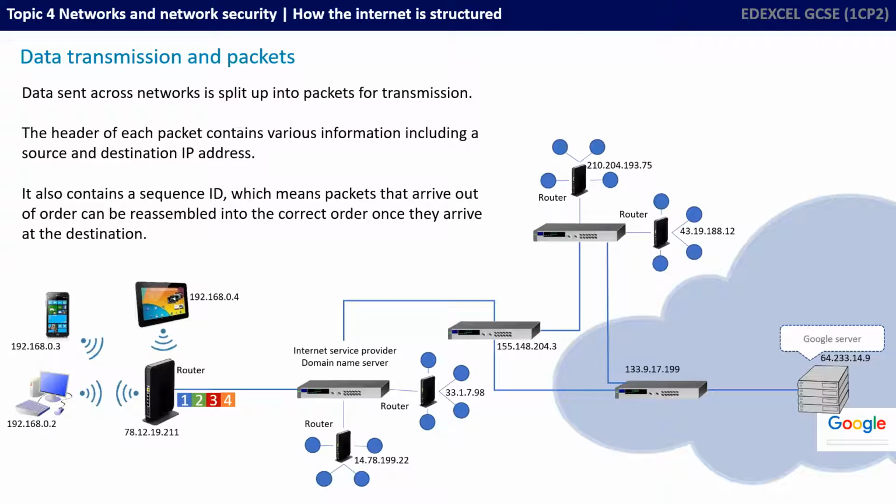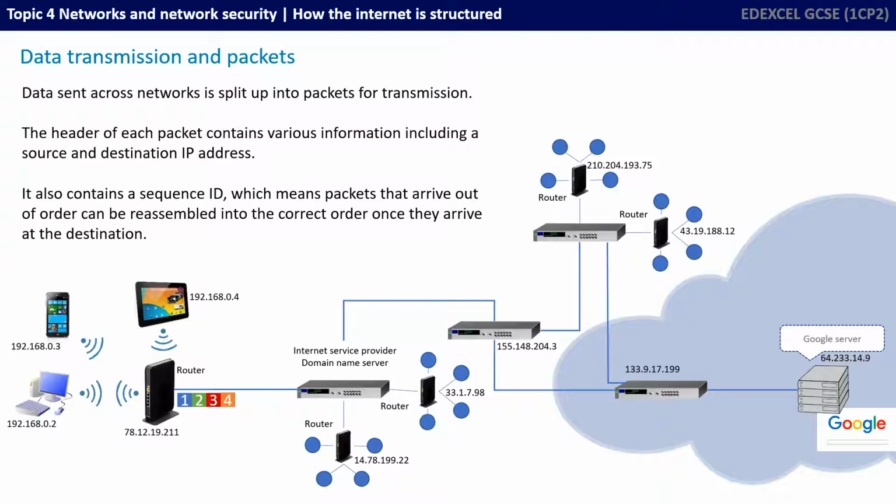Data that's sent across networks is often split up into separate individual packets for transmission. Now, due to the way the internet works, packets can actually arrive out of sequence. The header of every packet can contain additional information. For example, every packet will include the address of the sender and the address of the destination, and this helps the packet make its way across the internet. It also contains what's known as a sequence ID.